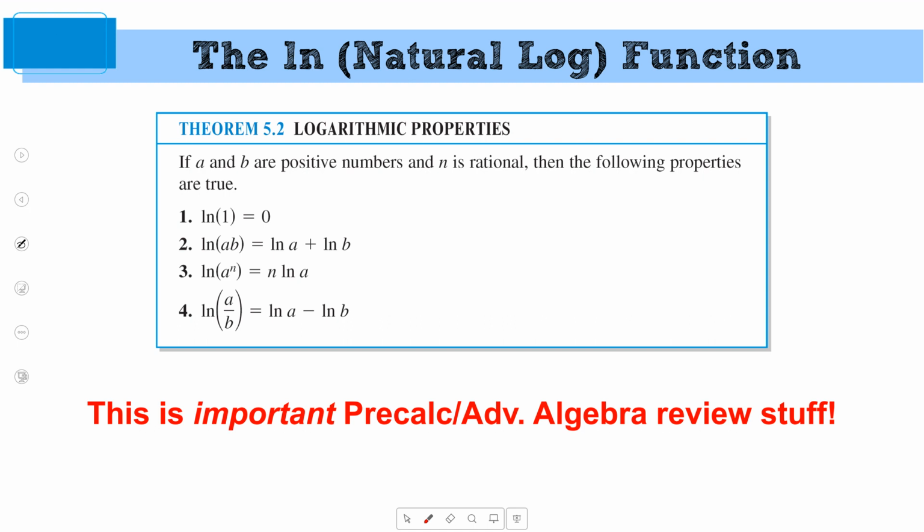The natural log of a product is the sum of the natural logs. The natural log of an exponent, you can move the exponent out in front. And the natural log of a quotient is the difference of the natural logs. And again, I'm sure you remember all of this from pre-calc. Good. No sarcasm in that statement at all.